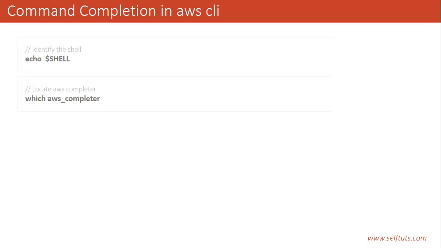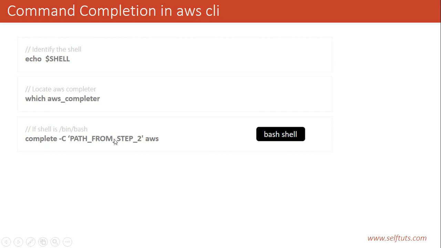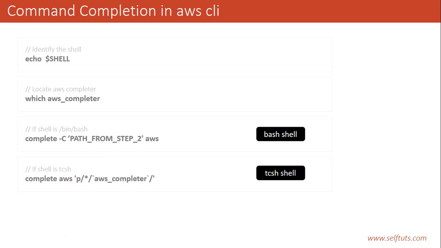So now the next step to activate is, if you're using the bash shell, then you need to type this command in your terminal, that is complete -C path from step 2. Path from step 2 is what? Which aws_completer returned me a path, and that I have to write here. If my shell is TCS shell, then I have to use complete aws p/*/ and then aws_completer. In this case I don't have to write any path. And if my shell is Z shell, then I have to use source path from step 2, and that is from here. But in this case I have to use the Z shell completer.